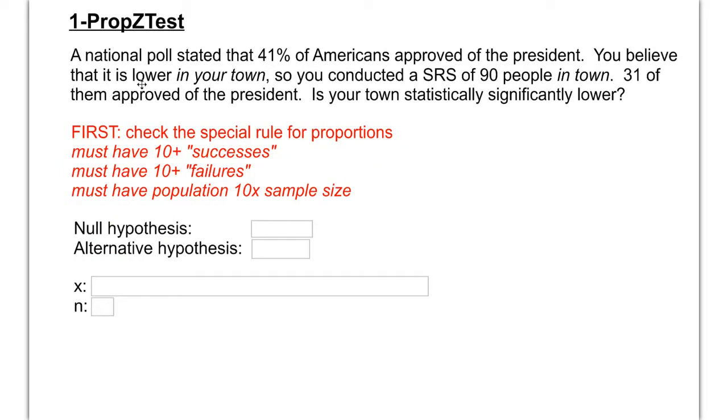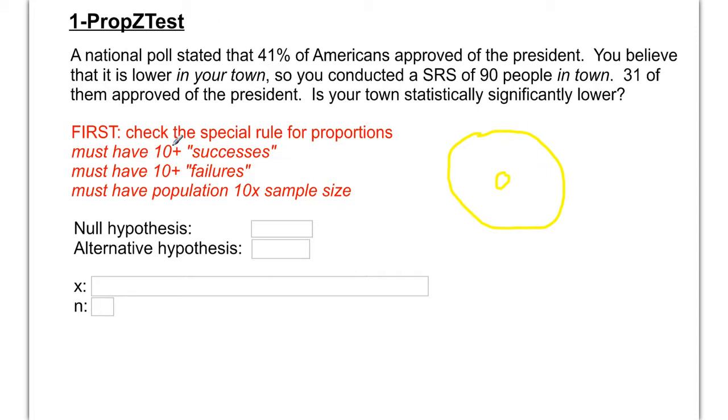In another example here, we have a national poll that says 41% of Americans approve of the president. You think that it's lower in your town, so you conducted an SRS of 90 people in town. 31 of them approved of the president, so 31 out of 90 approved. Is your town statistically significantly lower? What we're trying to prove here is that one population, which is your town, is different than the larger population, which is the country. So there's a statistic about Americans, and you want to see if that statistic applies to your town too, or if your town is actually different than most Americans.